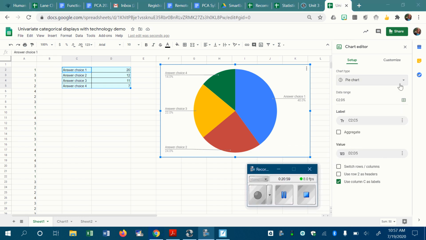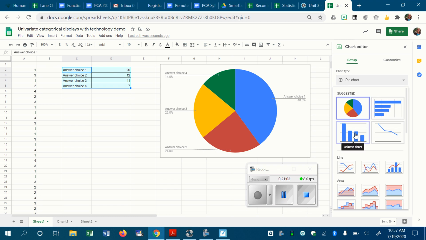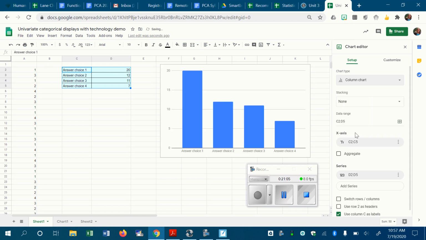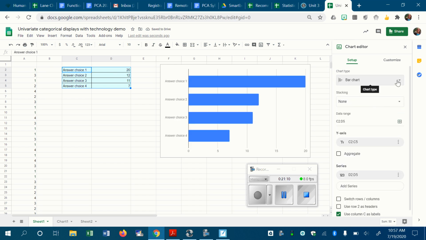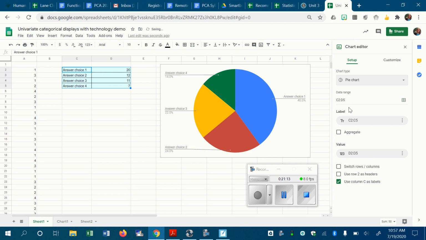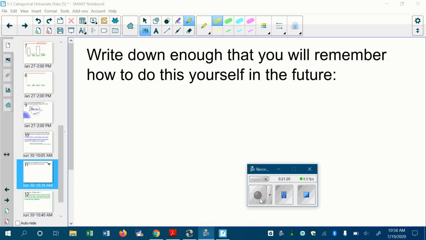And notice over here on the right, the Sheets program gives you the option of also putting this in what they call a column chart, a bar graph that goes in either direction, right? So this is how I know that I'm firmly in the world of categorical data. It's giving me the categorical graph options. In your notes, I would like you to write down enough that you have the steps of what to do on Google Sheets to be able to make a pie chart or a bar graph. That is an important thing for you to know how to do. So write down enough that you can do that yourself.